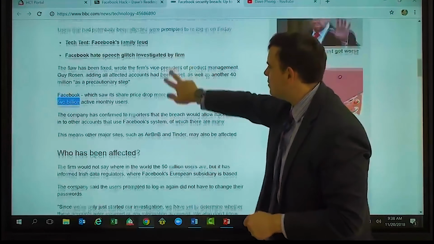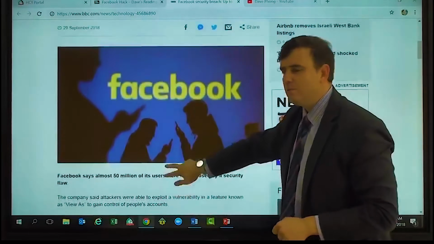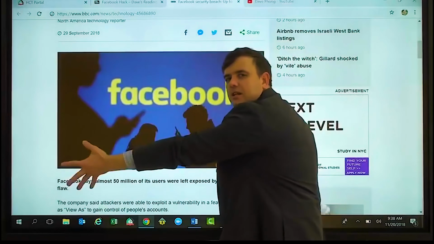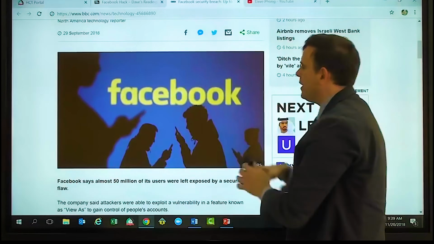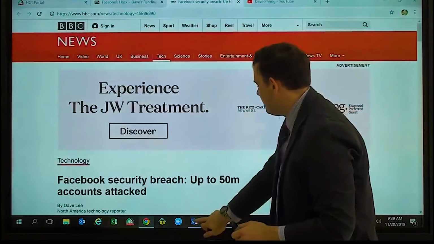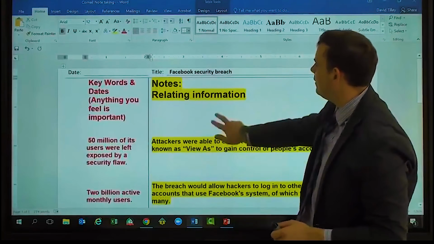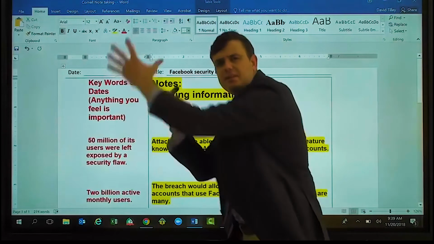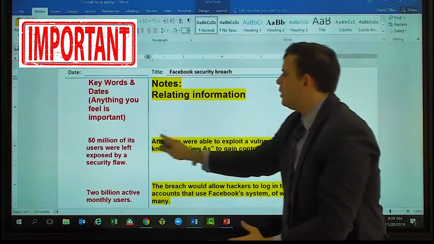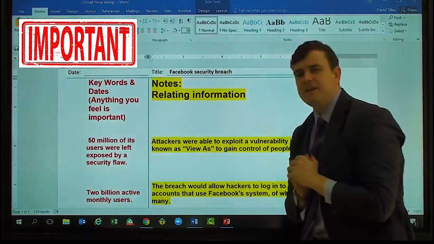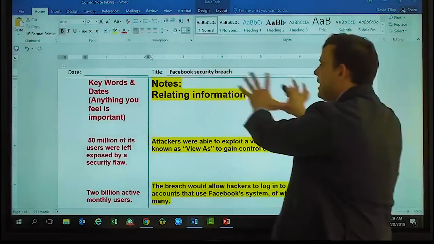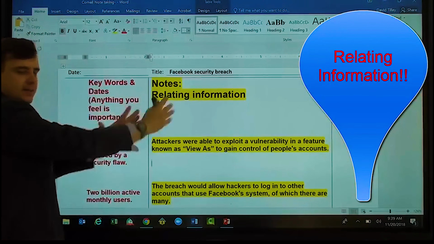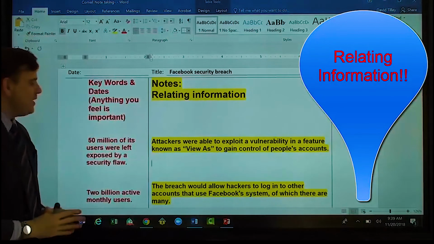Okay, if you think back to what I just explained to you, we're going to subdivide our page into a T: important information on the left, relating information on the right. So important information, keywords, dates, anything you feel is important, you're going to put on the left-hand side. And then you're going to have your relating information on the right-hand side, right?